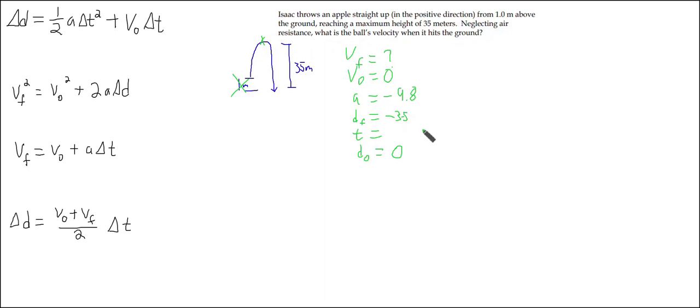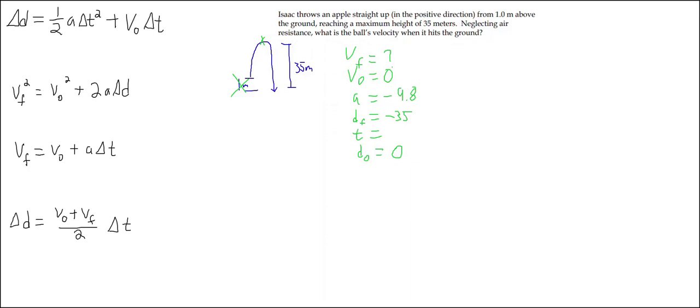Or I can say that the ground, the final distance is 0 and the top is positive 35. The math will work out the same way. But I'm going to set it up this way. Now we have our three variables again. Notice that delta D is what I'm considering a variable. So we have 1 here, 2 here, and then both of these together make up 3. So we have all three of our variables.